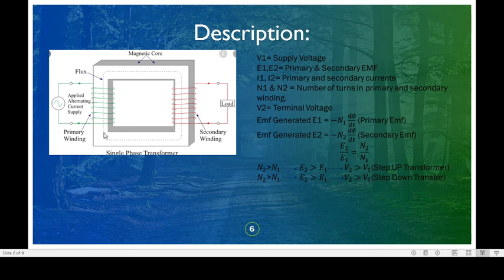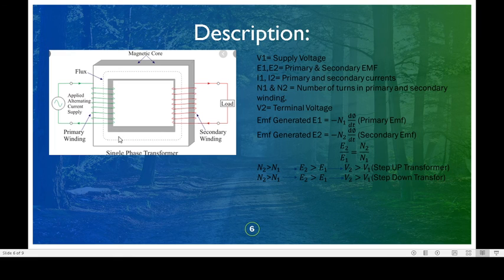So therefore, alternating flux would be generated. Now let us say that N1 is the number of turns in the primary winding. Due to this number of turns and the alternating current, the flux links with the turns of the coil, and due to Faraday's law, an induced EMF is generated in the primary coil, denoted by E1, which is equal to minus N1 d phi by dt.